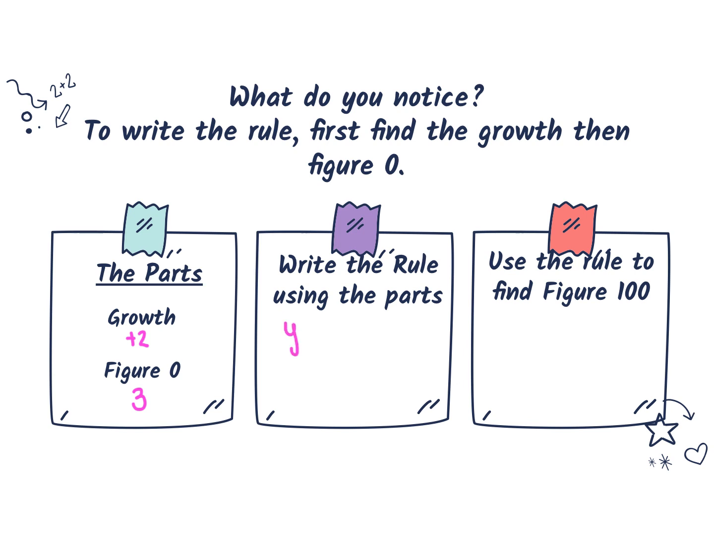So we are going to use this. We're going to have y is equal to, and this number right here in front of x, the coefficient of x, is our growth that we see from pattern to pattern, tile group to tile group, and that was a 2. And then the next part right here is the figure 0 tiles. We know that that was plus 3. So that means our rule is going to be y is equal to 2x plus 3.